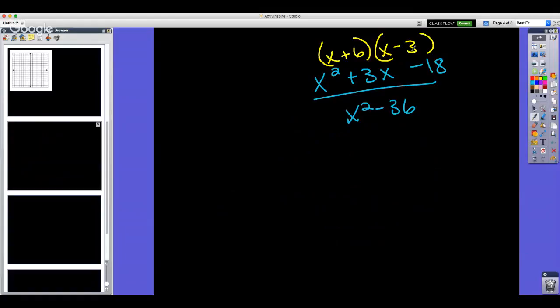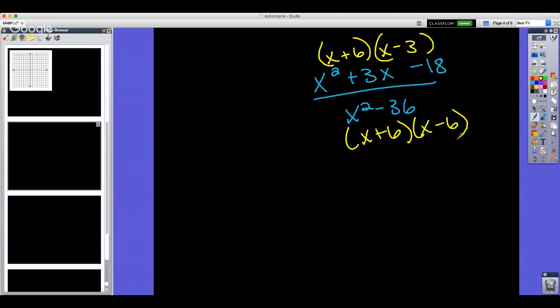Yes, DT? Yeah, so on the bottom, we kind of do the same, right? It is a difference of 2 squares. So x squared minus 36 turns into what? X minus 6. Good, x plus 6 and x minus 6.